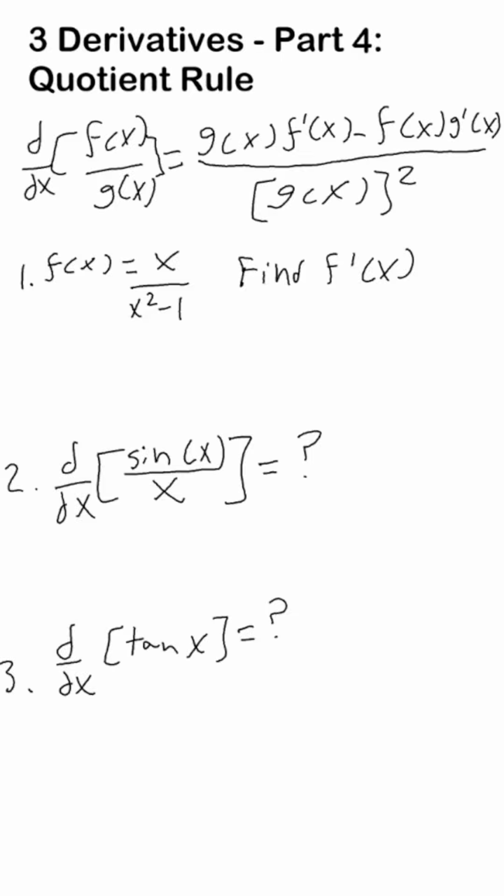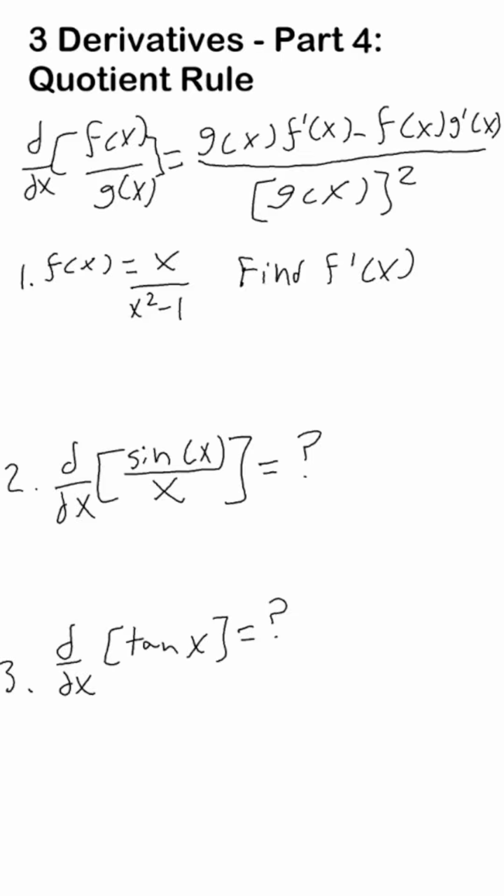In this video, I'm going to be focusing on the quotient rule. So the quotient derivative rule just states that when you have a function f of x divided by another function g of x, the derivative of that is equal to g of x times f prime of x, subtract f of x times g prime of x, all divided by g of x squared.